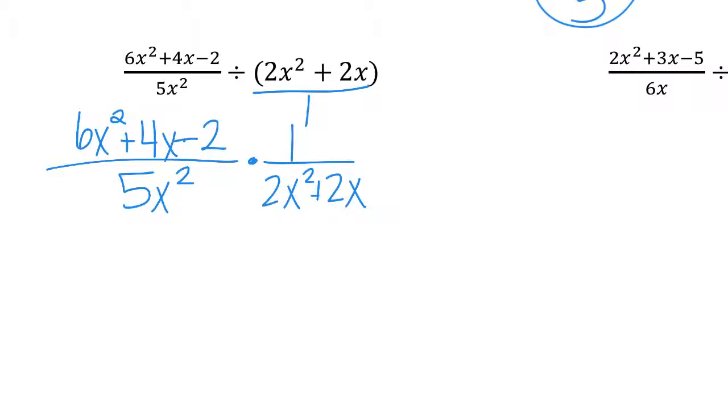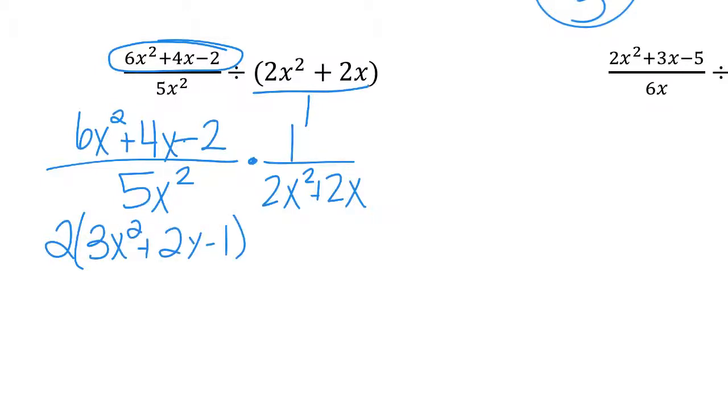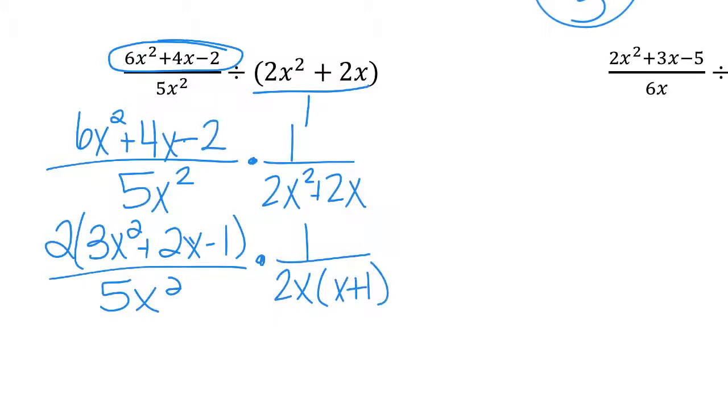Let's see. I see a common factor here, so I'm going to make this factoring a little bit easier by taking a 2 out. 2 times 3x squared plus 2x minus 1 over 5x squared, and that's 1 over 2x times x plus 1. And then let's factor what's inside that parentheses. 3x and x. That's the only way to get 3x squared. And the only way to get this 1 is 1 and 1.